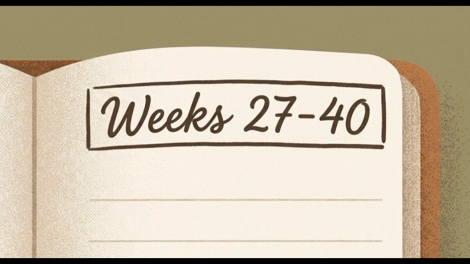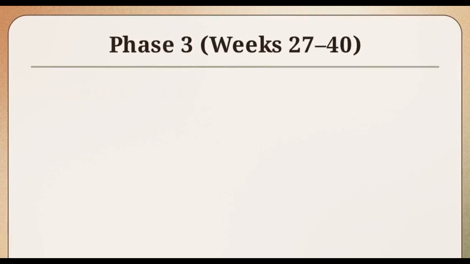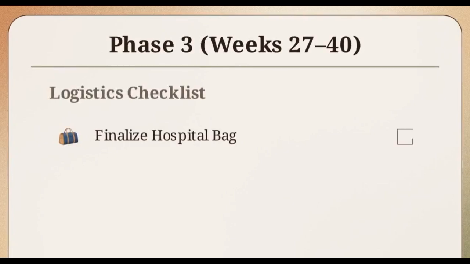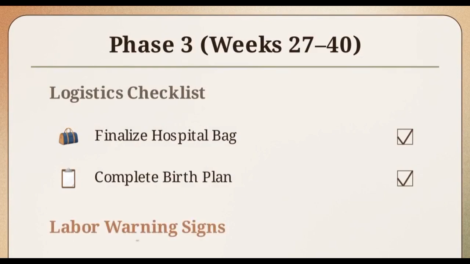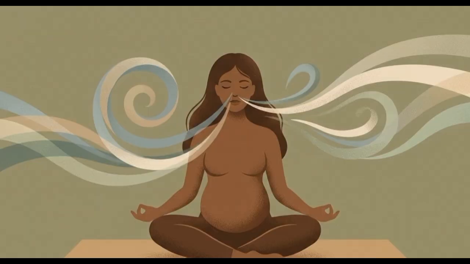This covers weeks 27 through 40 and serves as your final preparation zone. This checklist focuses on logistics. Create specific boxes for finalizing your hospital bag and completing your birth plan. Directly below that, write down the physical warning signs of labor. Specifically list contractions and water breaking, so the indicators are clear and easy to reference. Finally, add a daily requirement to practice breathing and relaxation exercises as delivery approaches.